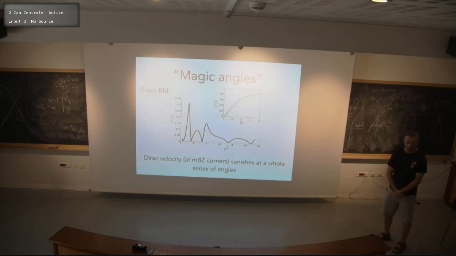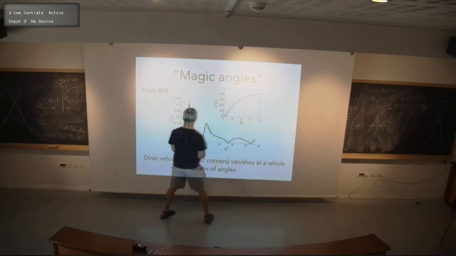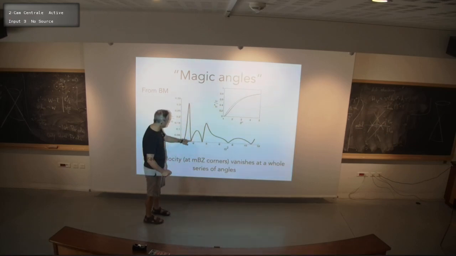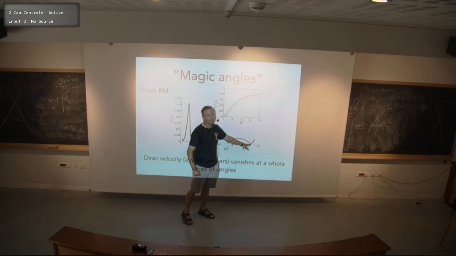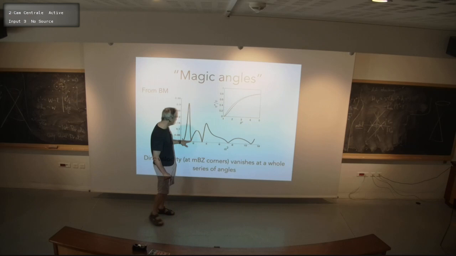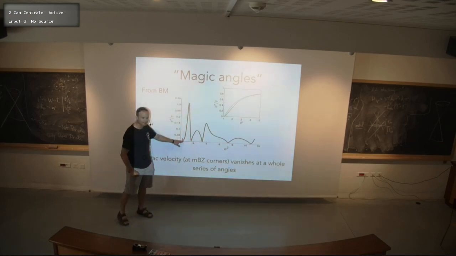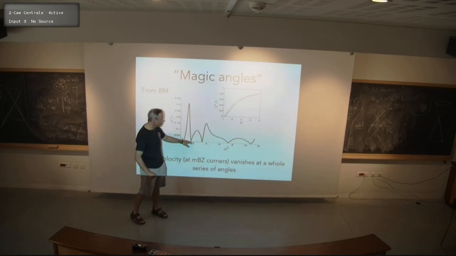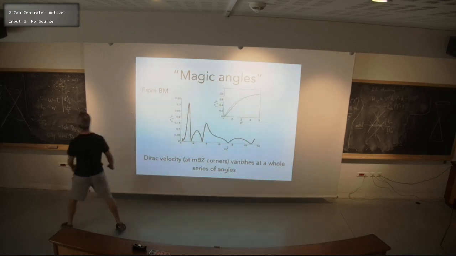Where are the actual magic angles? Well, it's a matter of definition. In this plot, the way Bistritzer and MacDonald define the magic angle is when this parameter is equal to 0. My question is, where would be the 1 degree? This, the first one? Yeah, that's 1 degree. This is like half a degree. The others are lower.